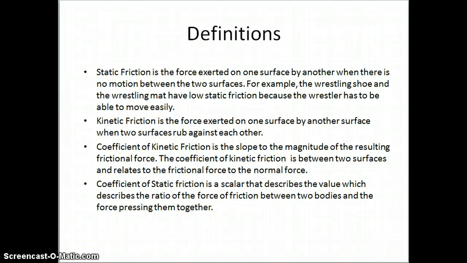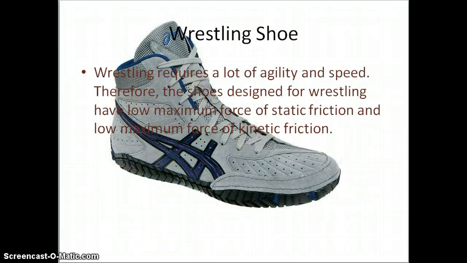Coefficient of static friction is a scalar value which describes the ratio of the force of friction between two bodies and the force pressing against each other. For example, the wrestling shoe. The wrestling shoe has low maximum static friction because the wrestlers have to be agile and speedy when they are wrestling their opponent.